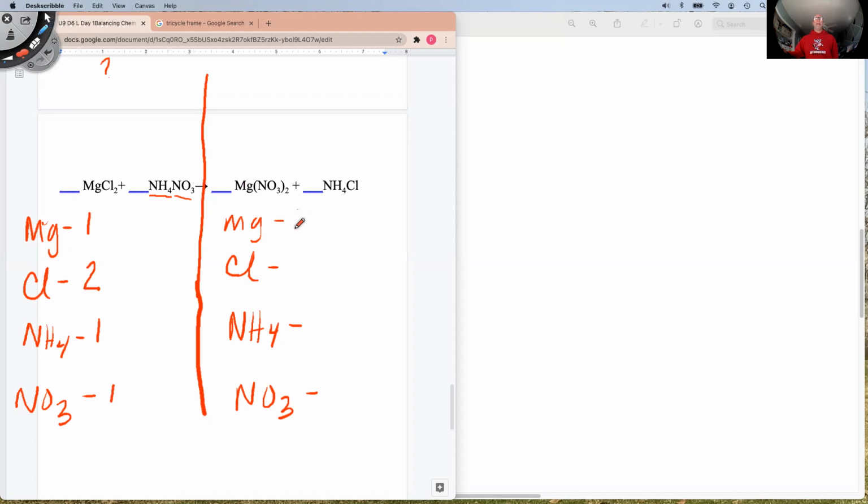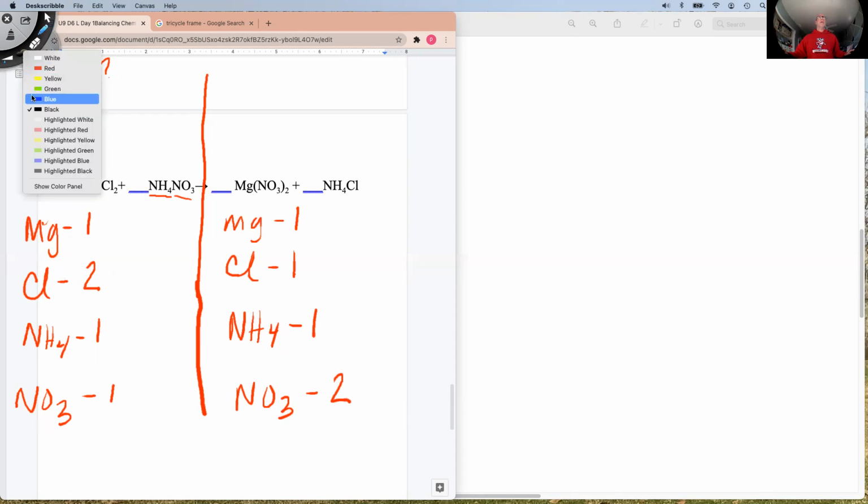I have one magnesium. I look at the whole thing, I have one chlorine. I only have one ammonium, but on this side I have two nitrates. And what we need to do is try to balance those out. So right away, we can look and say, here's a one and here's a one and a one. So those are even. Don't mess with the magnesiums if we can. So now we take a look at the chlorines.